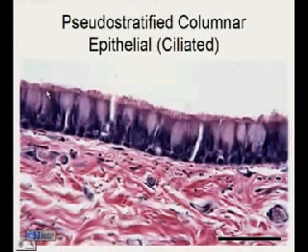I could similarly ask you, this is pseudostratified columnar epithelial tissue, ciliated. Give me two systems in the human body where these cells would be located. And you would tell me the male or female reproductive system and the respiratory system. Okay?